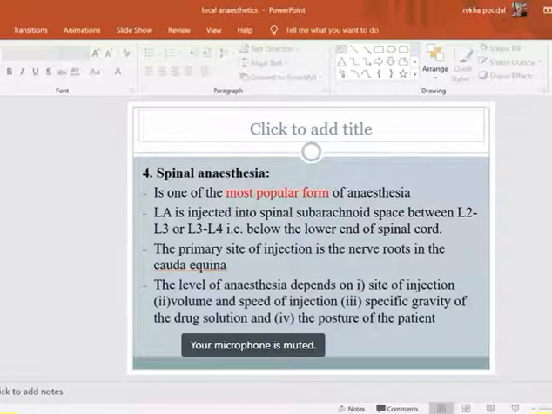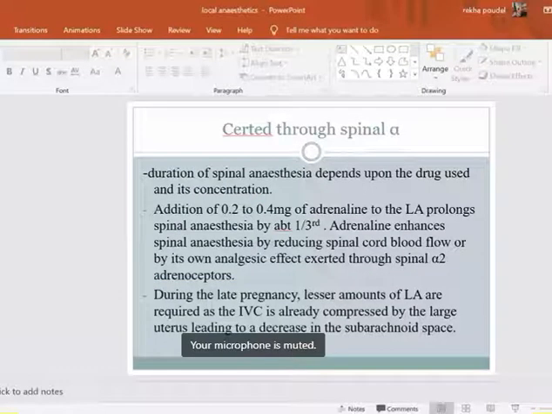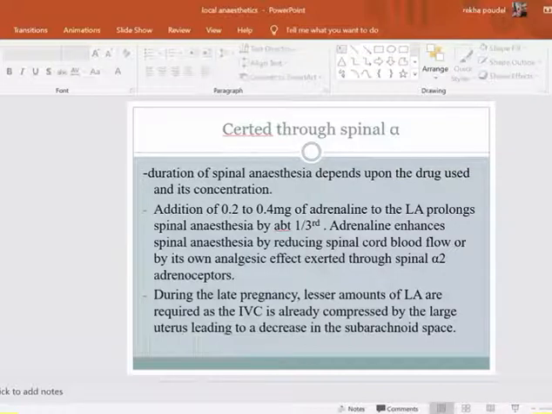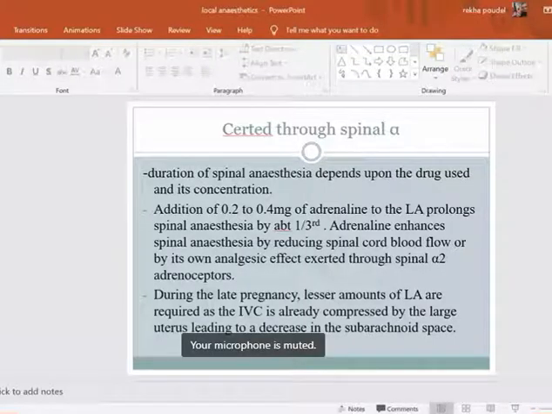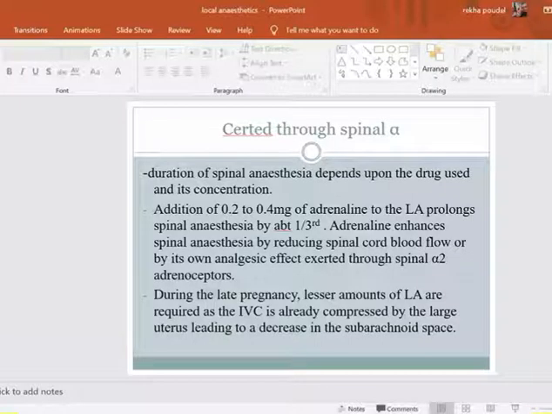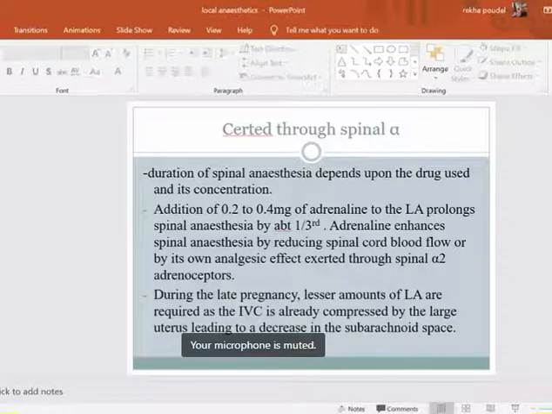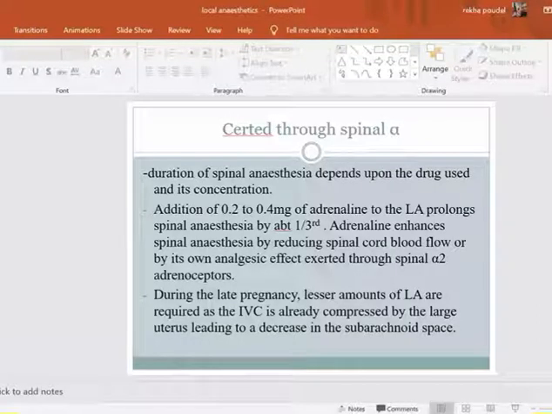The duration of spinal anesthesia depends upon the drug which is used and the concentration of that particular drug, and it is also given along with adrenaline. Addition of 0.2 to 0.4 milligram of adrenaline to the local anesthetic prolongs the spinal anesthesia by about one third, and adrenaline enhances the spinal anesthesia by reducing spinal cord blood flow or by its own analgesic effect, which is exerted through the spinal alpha-2 adrenoceptor.